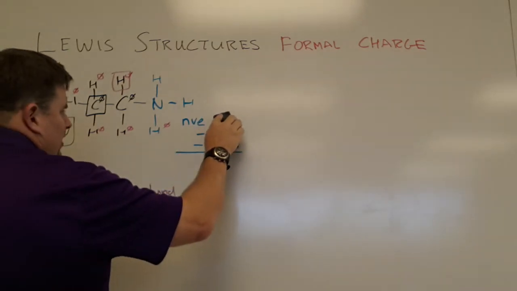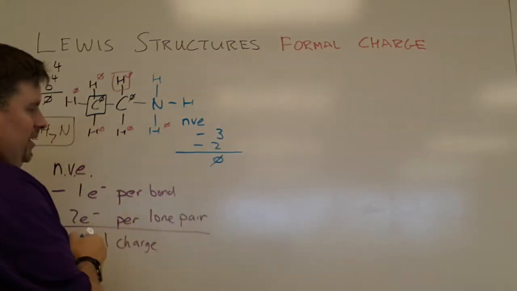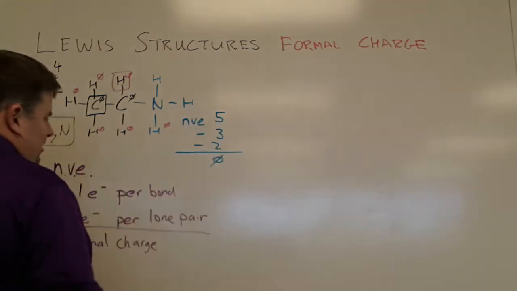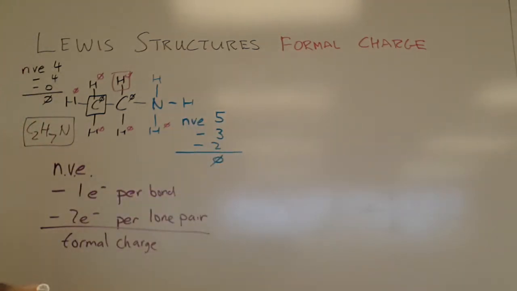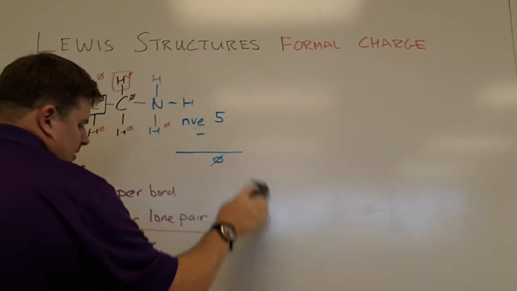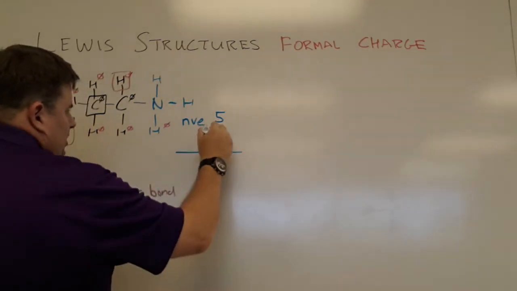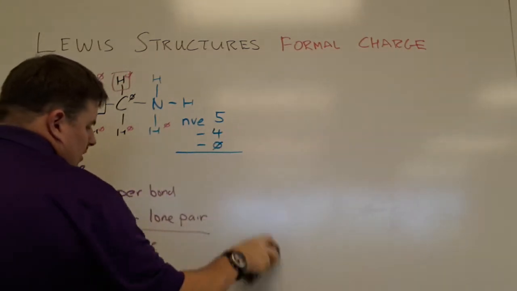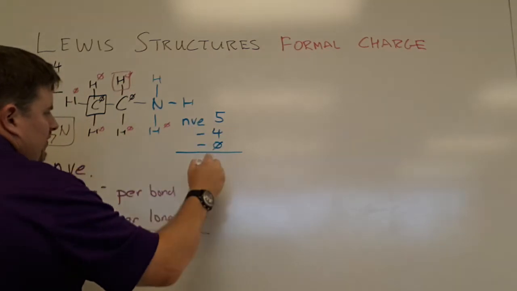So normal valence electrons for nitrogen. What is it? I just erased 5. That's right. Yeah, I erased it to throw you off. So 5. Now in this case, I've got 4 bonds here, minus 4, and my lone pair disappeared in order to make that bond. Now in this case, I've got 5 minus 4.